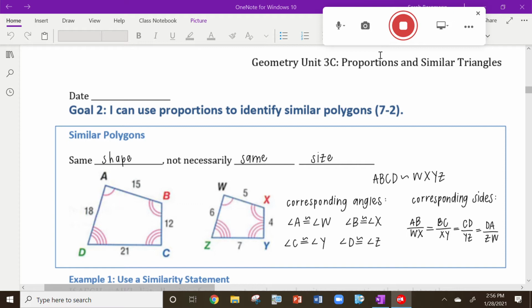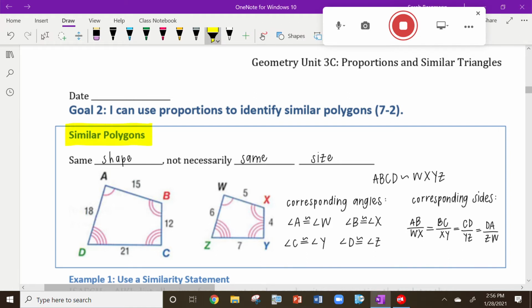Welcome back. Today we are going to discuss similar polygons and their properties. Similar polygons are polygons that are the same shape, but they're not necessarily the same size. You can see an example of similar polygons here. This polygon ABCD is similar to polygon WXYZ.